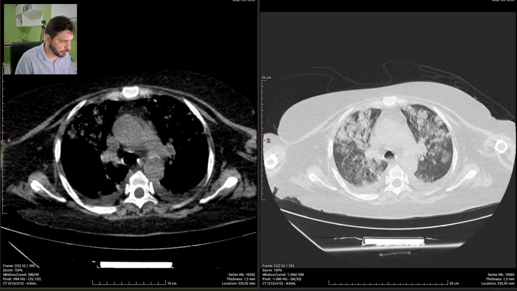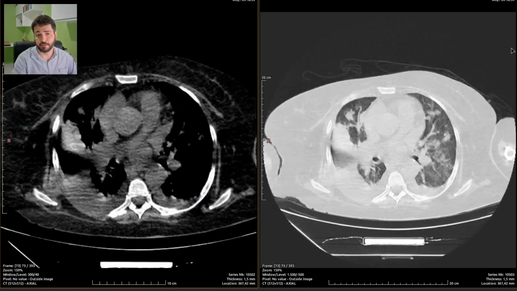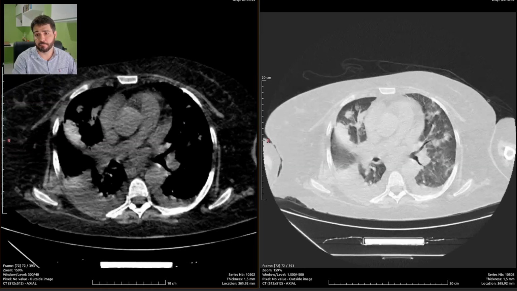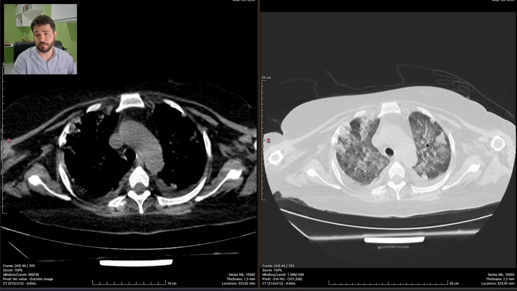Consolidation. So we don't really have any useful clinical history of this patient, but if we had any clinical history, we could tell that this patient could have some kind of heart failure disease, because we have pulmonary septal thickening, smooth.